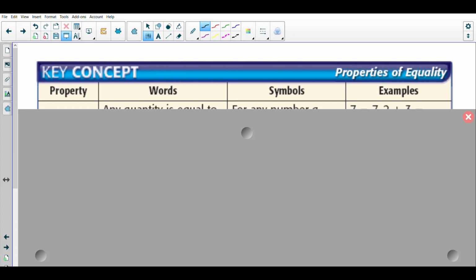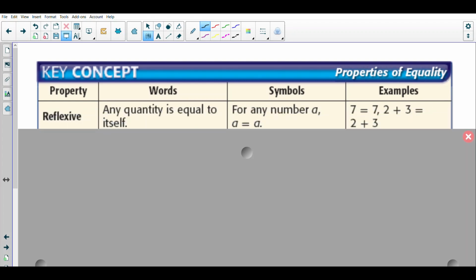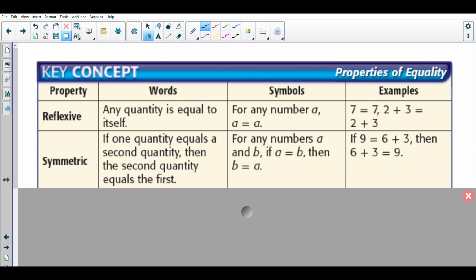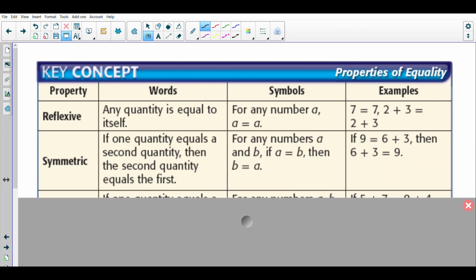Okay, some properties of equality. First, we have the reflexive. Any quantity is equal to itself, and that makes sense. 2 is always equal to 2. 7 is always equal to 7. So A is equal to A. The next one is the symmetric. If one quantity equals a second quantity, then the second quantity equals the first. That should make sense. It just means you can flip back and forth. So if 9 is equal to 6 plus 3, then 6 plus 3 is equal to 9. We're just flipping the sides of the equation.